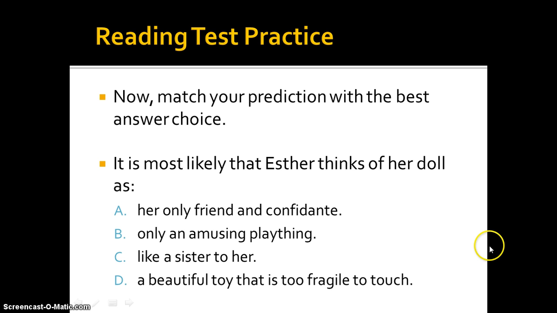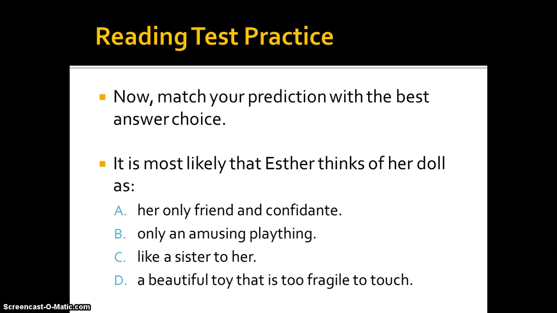And now let's go through the answers. Well, we know it's not only an amusing plaything. We wouldn't have predicted anything like that. We know it's not a toy too fragile to touch. The best answer here is A, her only friend and confidant. C's not a bad choice either, and there's actually information later in the passage that I've cut out that lends it more credence to A. So if you got A and you made a good prediction, pat yourself on the back. Nice job. So that process will help you on the reading test, and it'll help you move through it, hopefully at a quick pace.